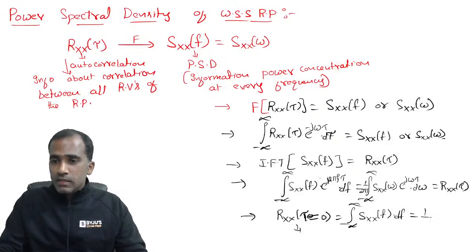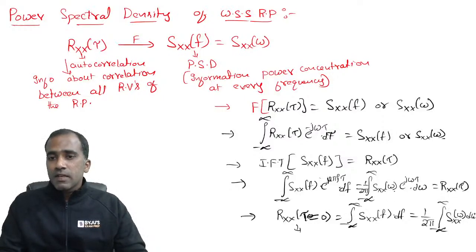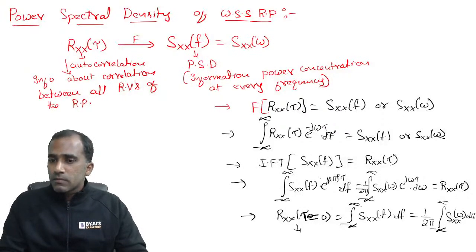Which also can be written as 1 by 2 pi times the integration from minus infinity to plus infinity of Sxx of omega d omega. See this one, if your power spectral density is given as a function of omega instead of f, if you put tau equal to 0 here, find the area of the power spectral density and then divide by 2 pi if you are dealing with omega. Same fundamental. You are adding up all the power by using integration. Since the variable is omega here, you are putting a 1 by 2 pi after doing the integration. So that value will be same as this, same as this.